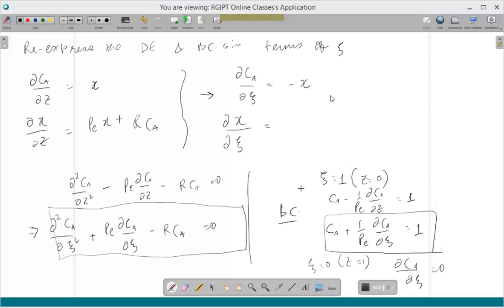Okay, so now I have everything expressed in terms of zeta coordinates, with zeta moving from 0 to 1, which is like Z going from 1 to 0. That's why it's called traveling from right to left. Now if you just recast, I have already given you the original.